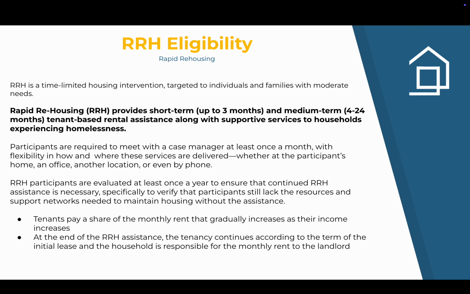Rapid rehousing participants are evaluated at least once a year to ensure that continued RRH assistance is necessary, specifically to verify that participants still lack the resources and support networks needed to maintain housing without the assistance. Tenants pay a share of the monthly rent that gradually increases as their income increases. At the end of the RRH assistance, the tenancy continues according to the term of the initial lease, and the household is responsible for the monthly rent to the landlord.